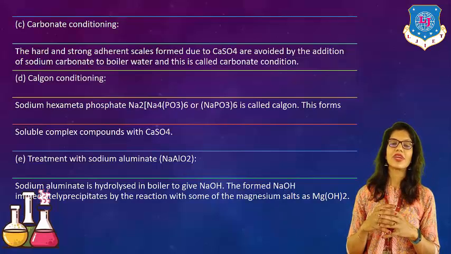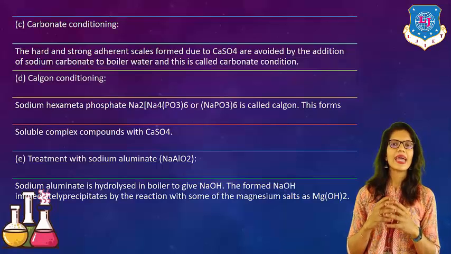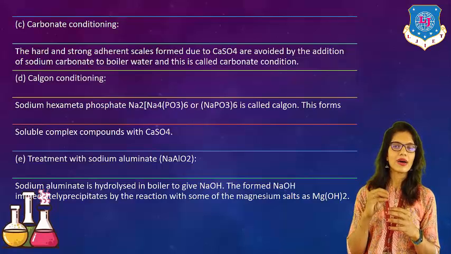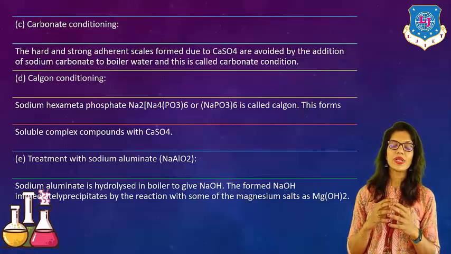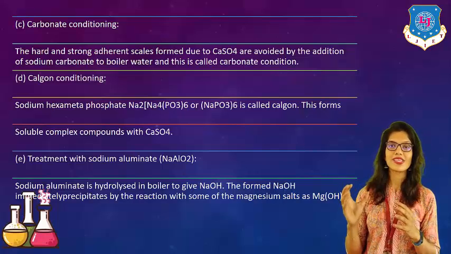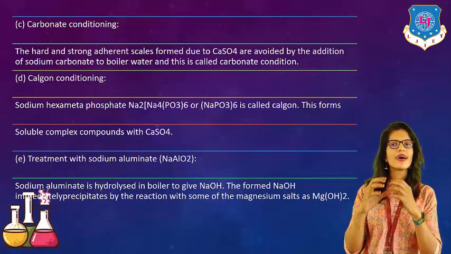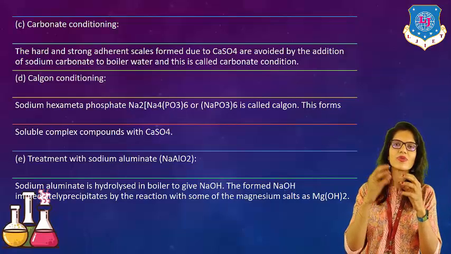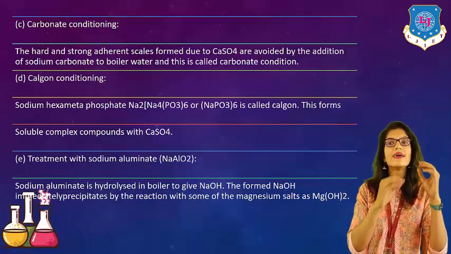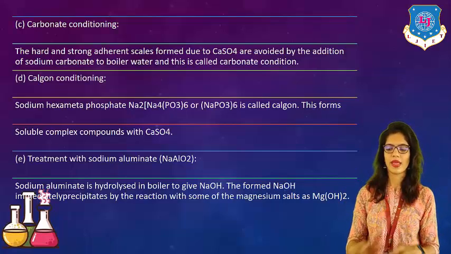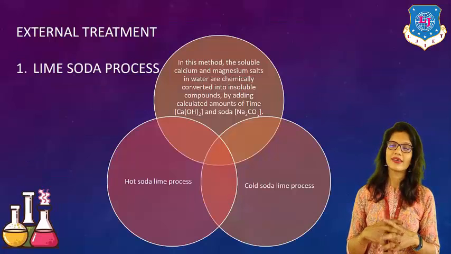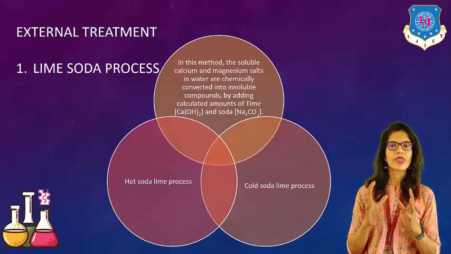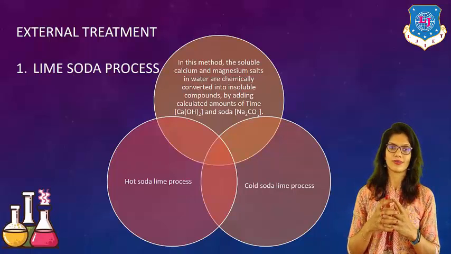Next one is treatment with sodium aluminate, NaAlO2. When it is added to hard water, it will create precipitates. The formed NaOH immediately precipitates by the reaction with magnesium salts, and it can be removed as Mg(OH)2. These are all chemical reactions: when we add one chemical, it will react with the hardness-causing salt, and they can be removed from the water. Either they can be filtered off, or they can be easily removed or captured at the bottom.